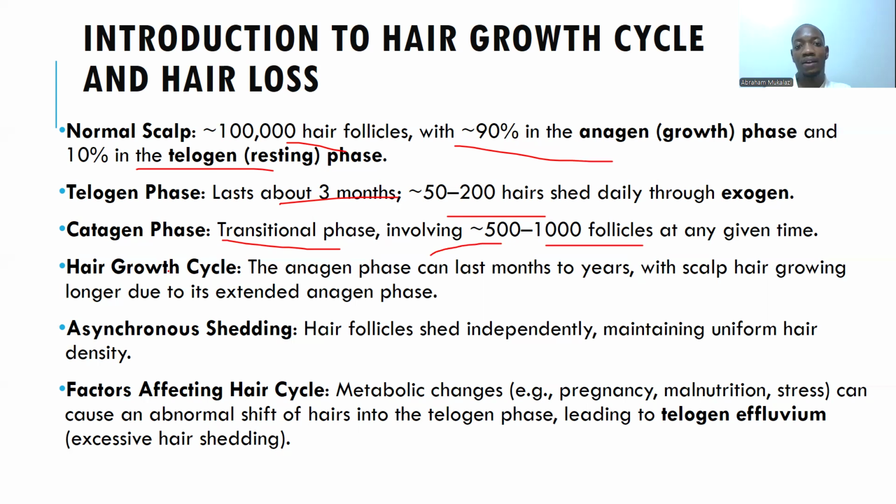And then you have the hair growth cycle, where you have the anagen phase lasting months to years. Depending on the scalp that you're looking at, you may find that each individual has different durations of their anagen phase depending on your race and your genetics. So there's what we call asynchronous shedding. This one usually occurs when you're transitioning from one type of hair to the other.